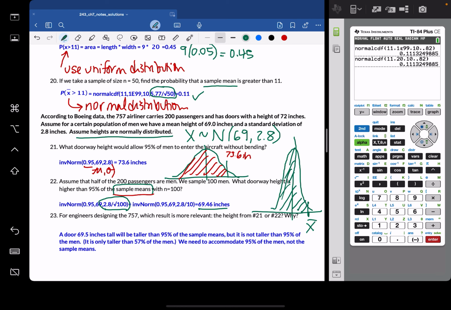For engineers designing the 757, which result is more relevant, the height from 21 or the height from 22? Are you concerned about being taller than 95% of the men, or are you concerned about being taller than 95% of the sample means? The men. That's who we're trying to accommodate. We're not trying to accommodate sample means. Those are not actual individuals that could bump their heads.